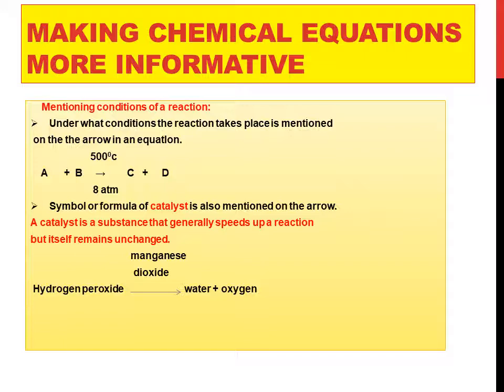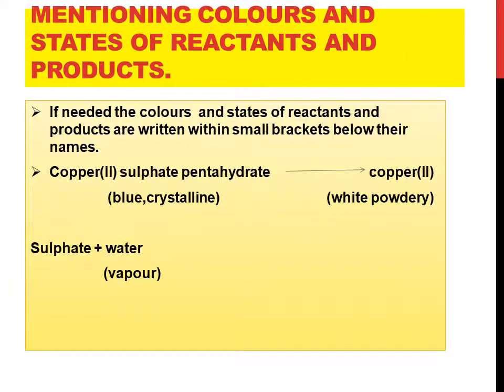reaction on the arrow. Now point number 2, mentioning the colors and the state of the reactants and the product. If needed, the colors and the states of the reactants and products are written within the small brackets below their names. So while we talk of any chemical reaction, we can mention the color and the state of the reactant and the product.